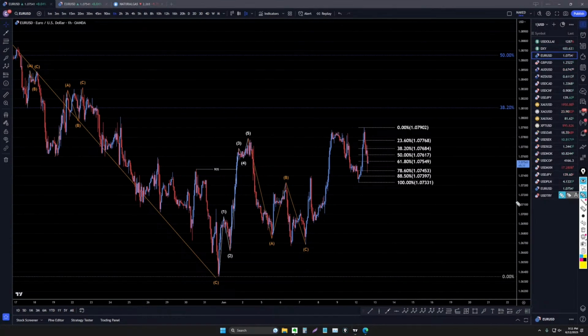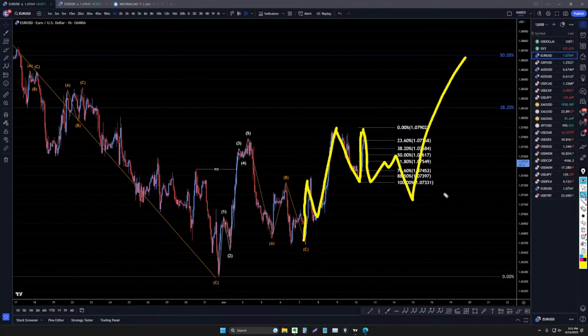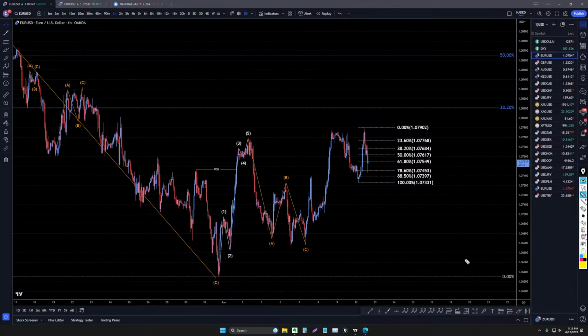Euro dollar also made a pretty good dive. It definitely looks like a 1, 2, 3, 4, 5 right here, so that definitely looks like a trend. So I really wouldn't be surprised if this one went down also, maybe over the next 24 hours before it went back up. But we are getting a little bit of a rejection right at the 78.6.